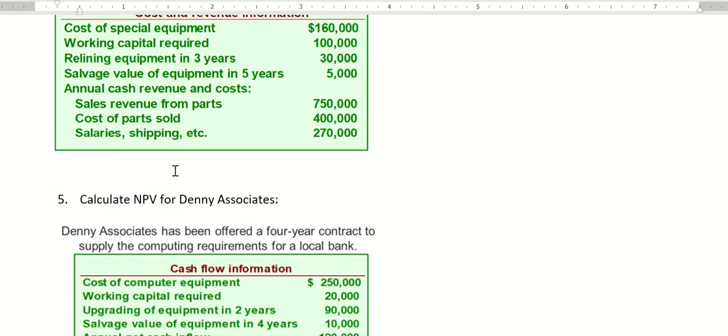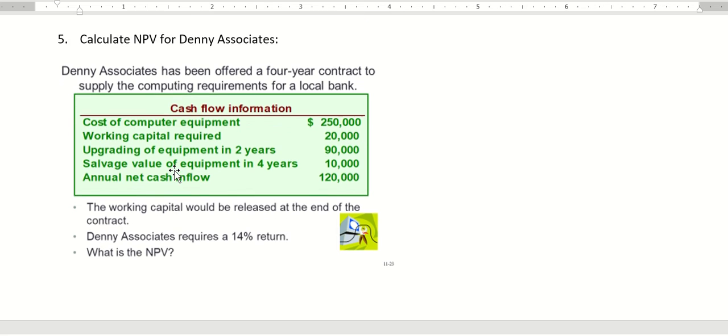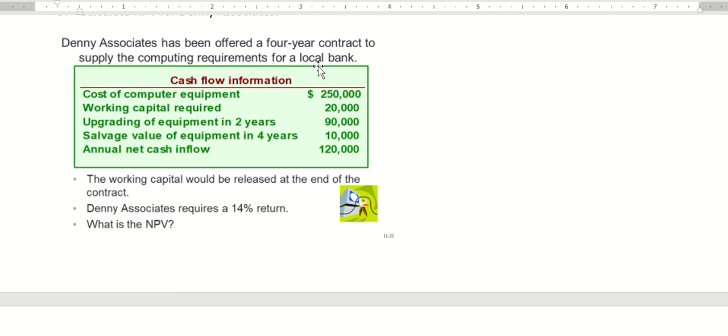Problem number 5. Denny Associates have been offered a 4-year contract to supply the computing requirements for a local bank. Cost of computer equipment $250,000. Working capital required $20,000. Upgraded equipment in 2 years. Salvage value of equipment in 4 years. Annual net cash inflow. So this problem they've already given you inflow. The project's going to last 4 years.